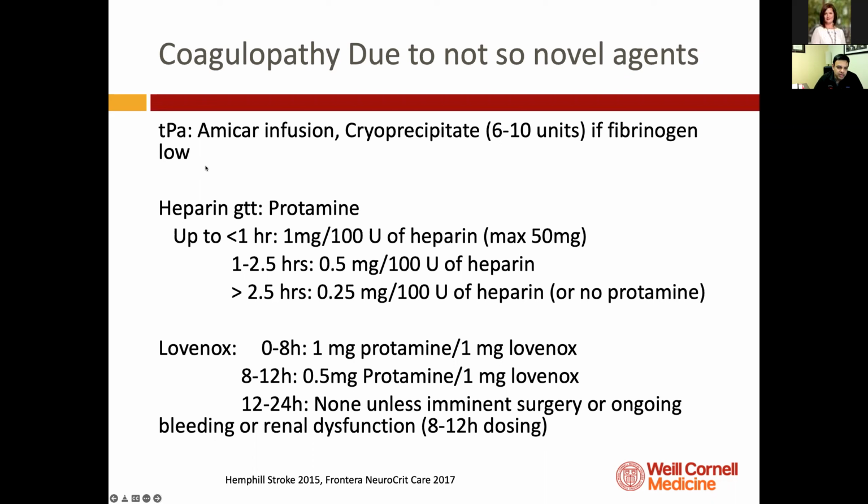Heparin frequently comes up. We use heparin drip for a whole lot of indications. There are different protocols and policies. This is the AHA policy, where it says that if the heparin drip was stopped less than an hour ago, then you need to reverse with protamine, and the dose of protamine is a milligram per 100 units. If it's 1 to 2.5 hours, then it's half the dose. And if more than 2.5 hours, it's up to you. You can choose not to use any protamine, or a quarter of the dose. Same thing with Lovenox. Protamine still becomes the medication of choice.